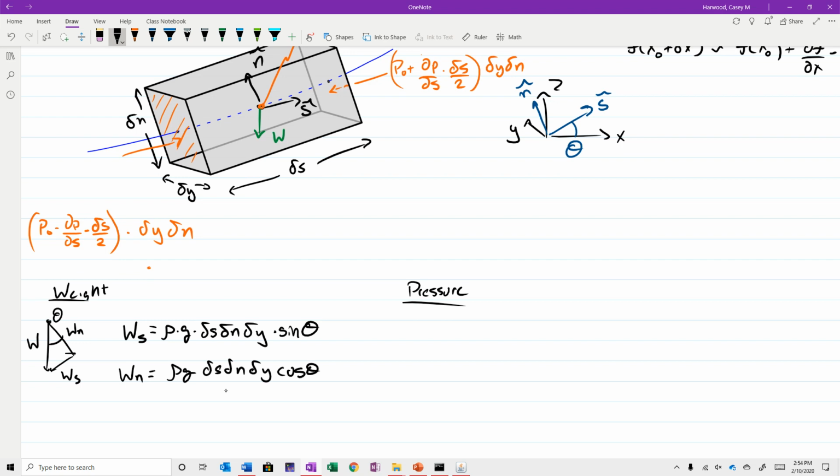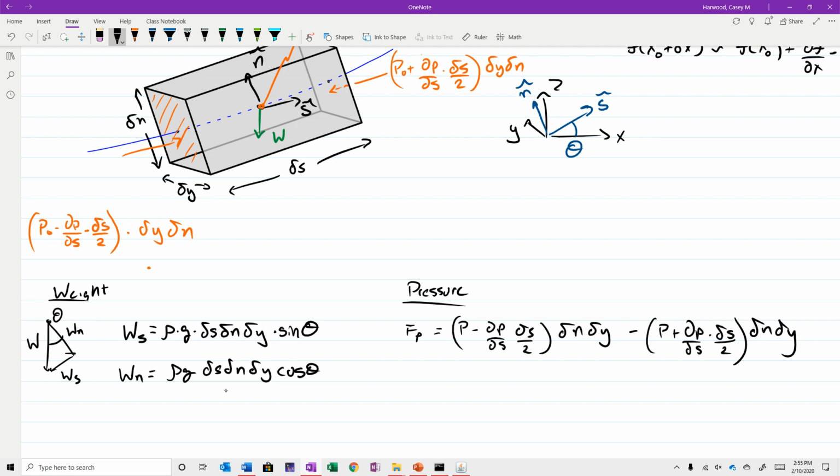And then likewise, Wn is rho g delta S delta N delta Y cosine theta. The force due to pressure is going to be written as P minus dp ds delta s over 2 times delta n delta y, minus P plus dp ds times delta s over 2 times delta n delta y. All I'm doing is this force minus this force. And what we're going to get here is negative dp ds times delta s delta n delta y.